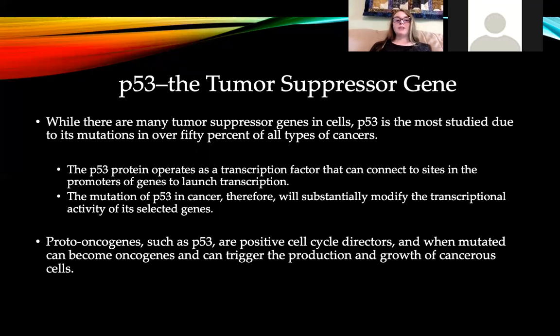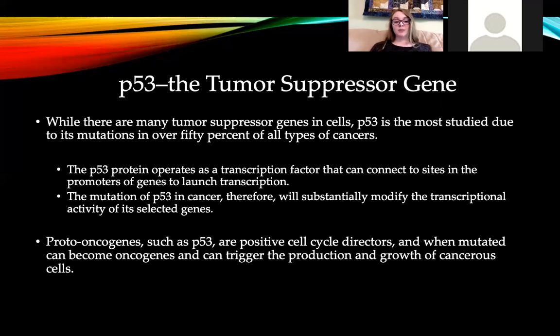All right, P53, the tumor suppressor gene. While there are many tumor suppressor genes in cells, P53 is the most studied due to its mutations in over 50% of all types of cancers. The P53 protein operates as a transcription factor that can connect to the sites in the promoters of genes to launch transcription. The mutation of P53 in cancer, therefore, will substantially modify the transcriptional activity of its selected genes.